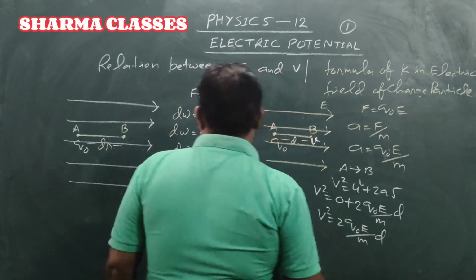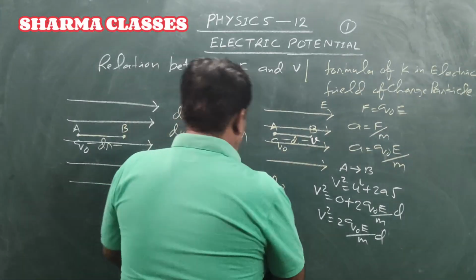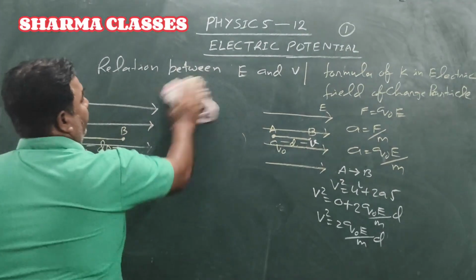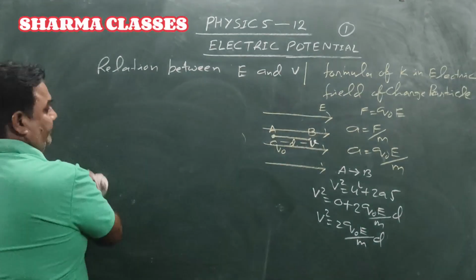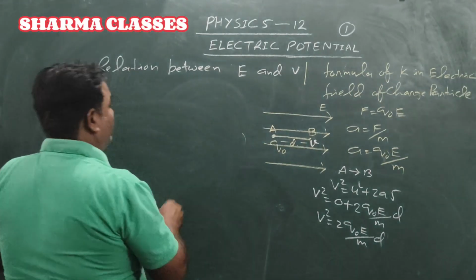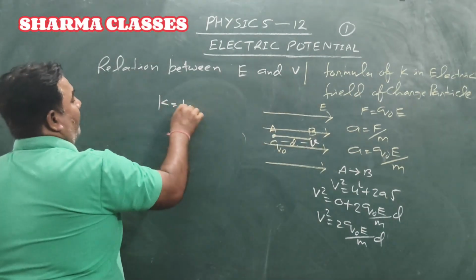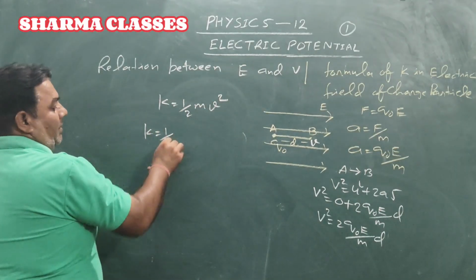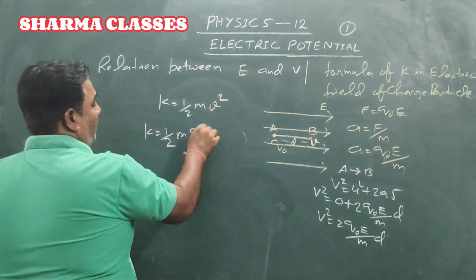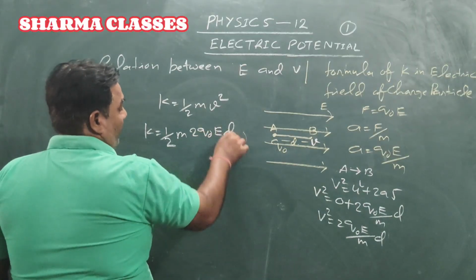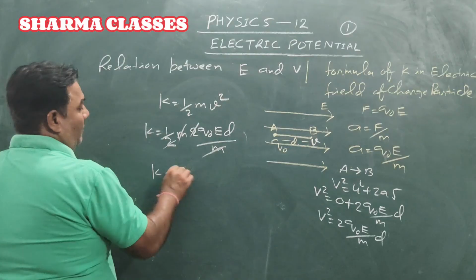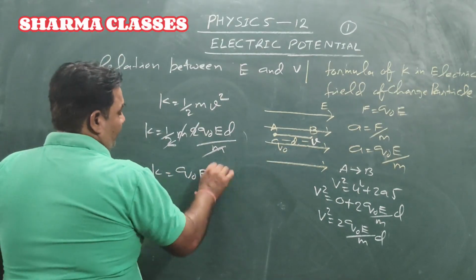Now the kinetic energy of the charged particle, the basic formula, is K equal to half m v square. Half m, and v square is 2 Q naught E into d upon m. The m cancels out, the 2 cancels out. K is equal to Q naught into E into d.